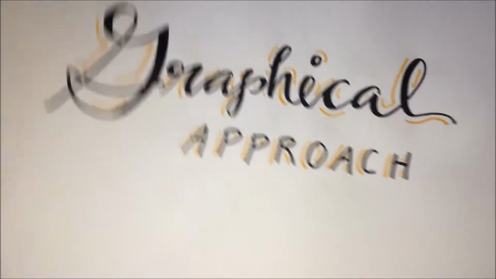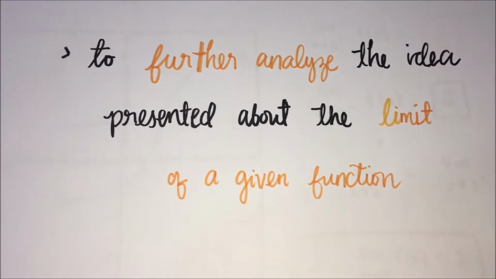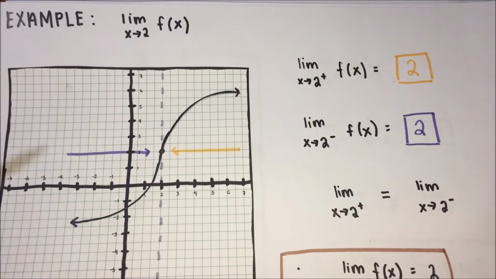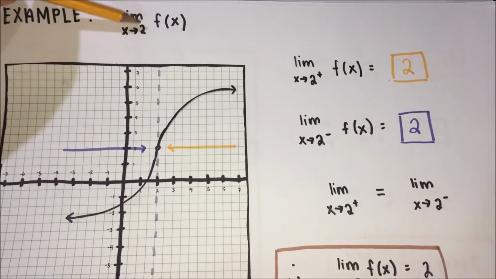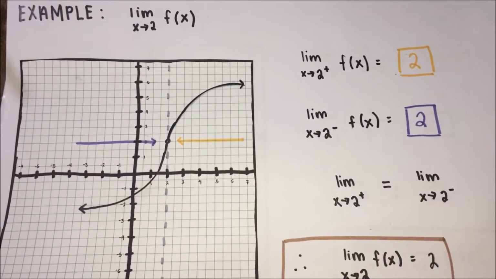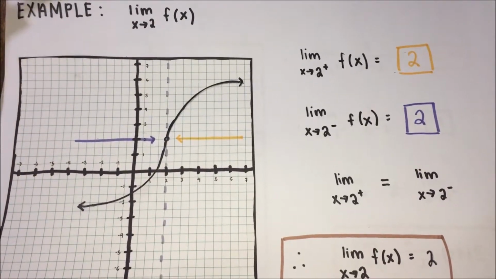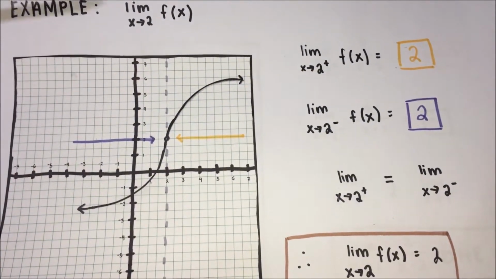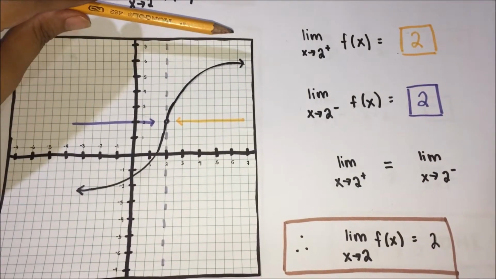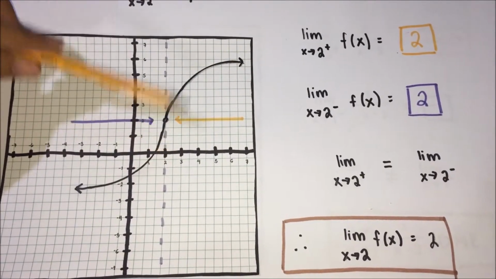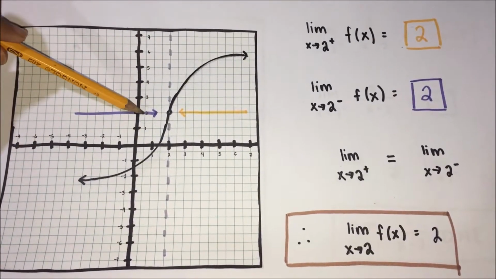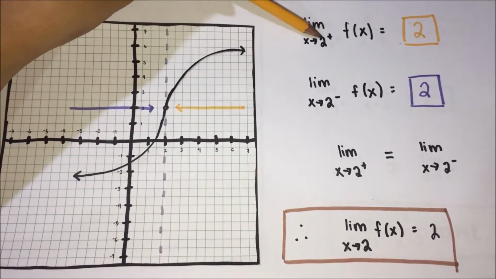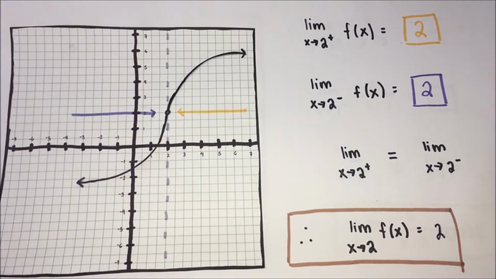The graphical approach. The graphical approach method is another way of analyzing and identifying the limit of a given function. So for the first example, let us find the limit of f of x as x approaches 2. To find the limit, let us first identify the limit of f of x as x approaches 2 from the positive side. We can see in the given graph that as we approach the x value of 2 from the positive side, the y value is 2. Therefore, the limit of f of x as x approaches 2 from the positive side is 2.